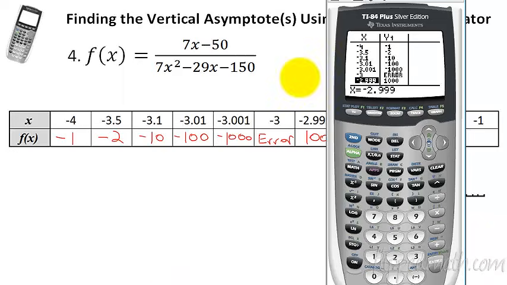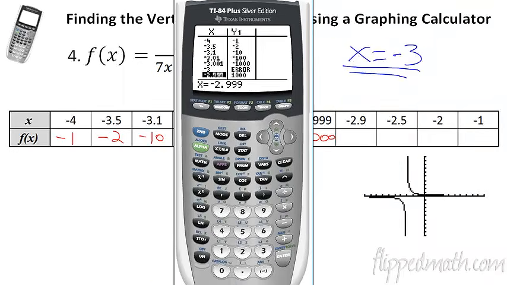Okay, we've got them on the chart. Now let's go back, pull this over, and finish up the numbers that we didn't have.